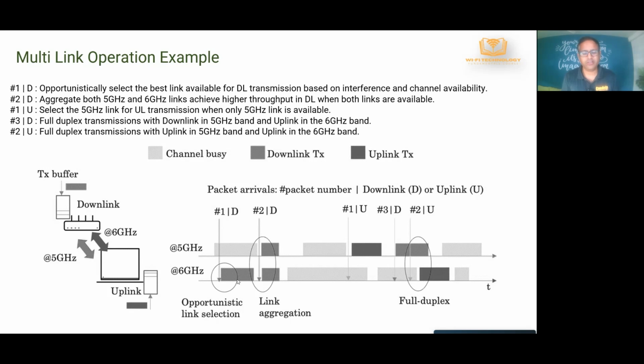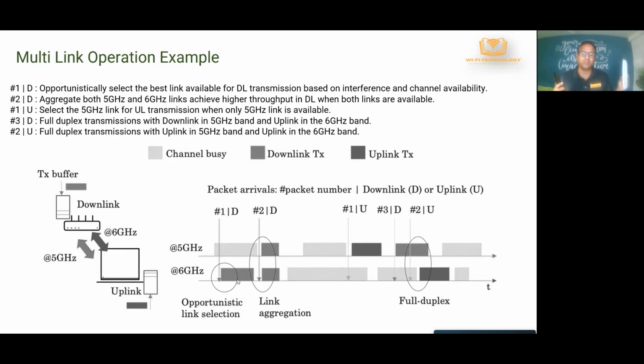If you take the example of a transmitter, which is an access point, and a station. The access point has two radios or two bands, 5 gigahertz and 6 gigahertz, and the station also supports 5 gigahertz and 6 gigahertz, right? So now they want to communicate with each other using MLO. One method is what we refer to as opportunistic link selection. That's the first in the diagram. If you see at the bottom, the first circle, that is opportunistic link selection. So what does that mean?